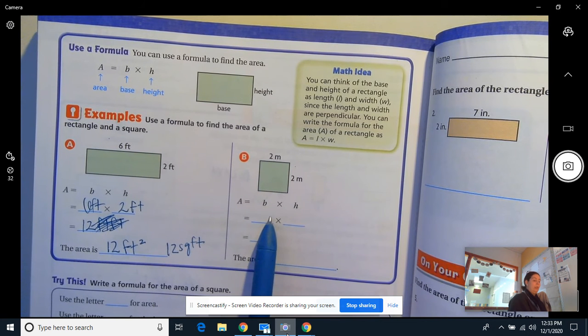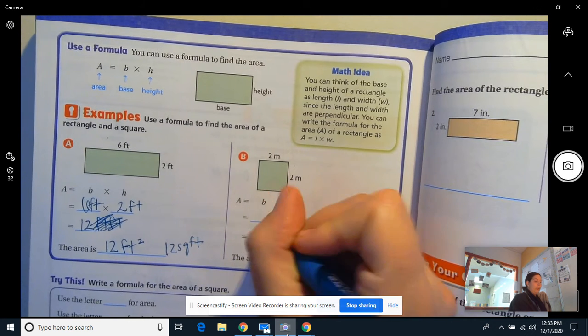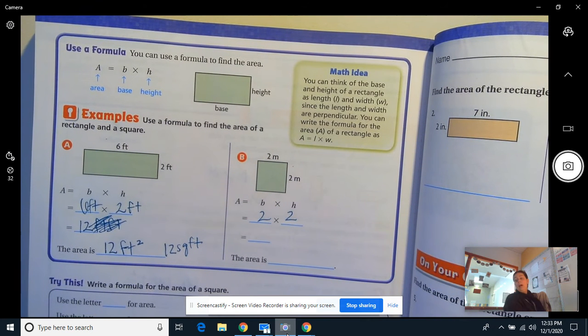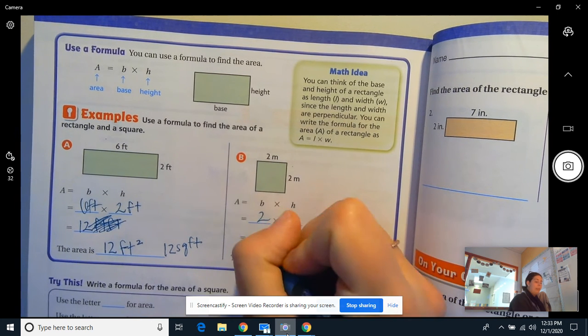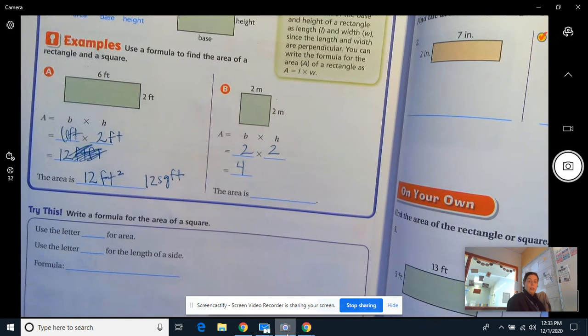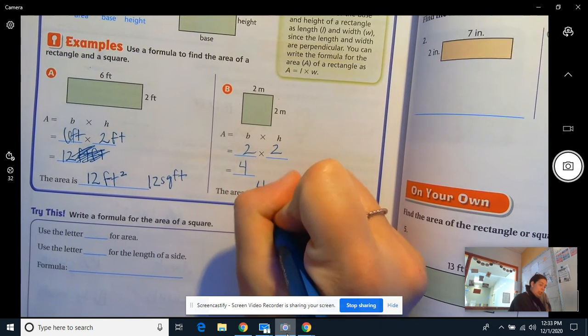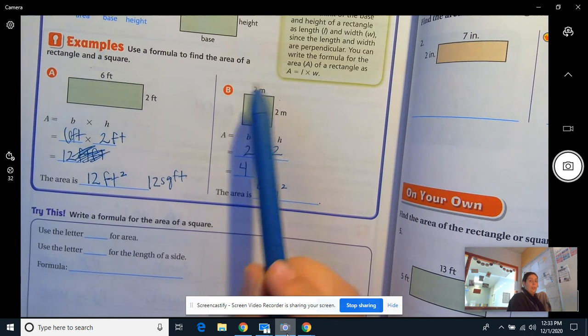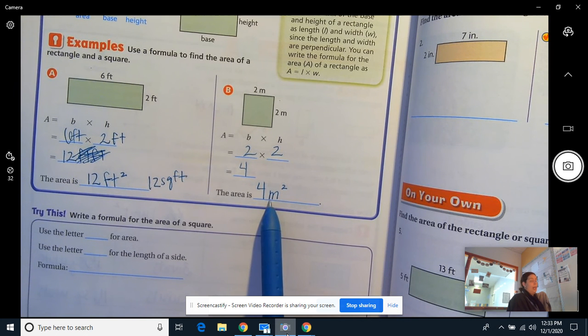So, next one. Area equals base times height. The base and the height are the same, so just write both 2. 2 times 2. Aiden D. Haven, what's 2 times 2, buddy? 4. Thank you, 4. The area of this shape is 4 meters squared because there's 2 meters. That's where this M and the little 2 comes from. Your 2 has to be up in the air a little higher, and it has to be really small. It cannot be the same size as the M, or you did not write that correctly.